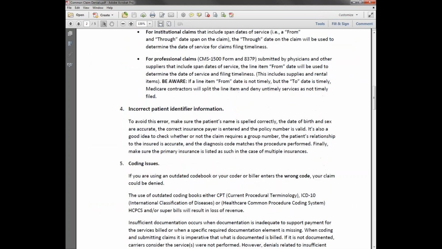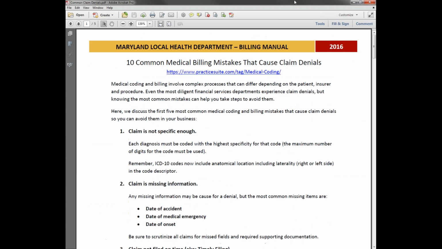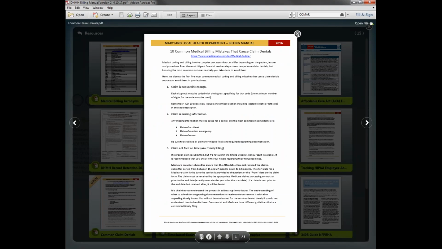So incorrect patient identifier, coding issues, those are all very common billing errors that get your claims denied.